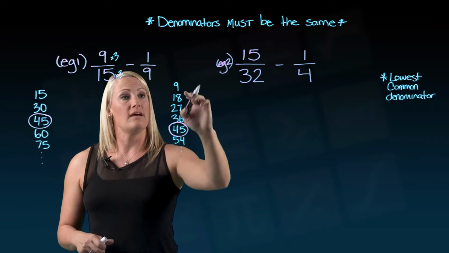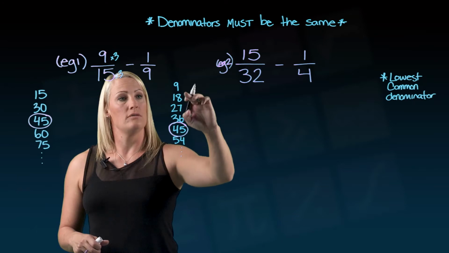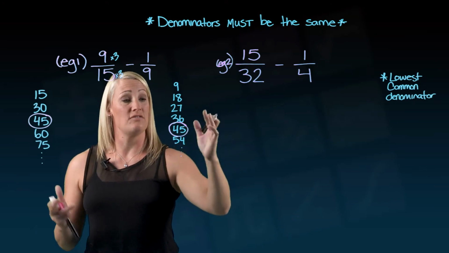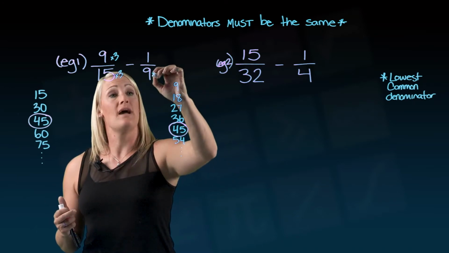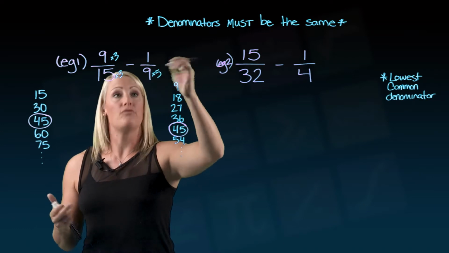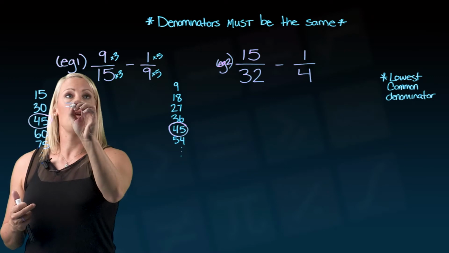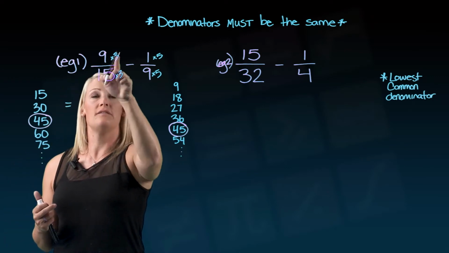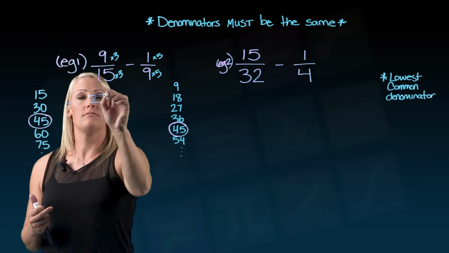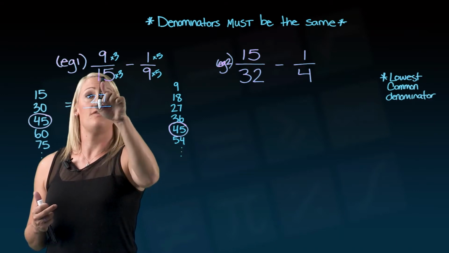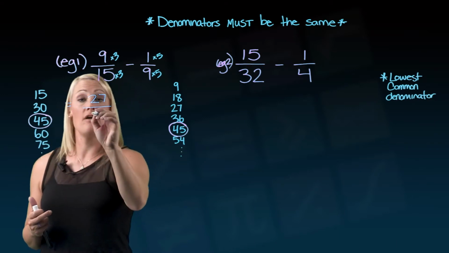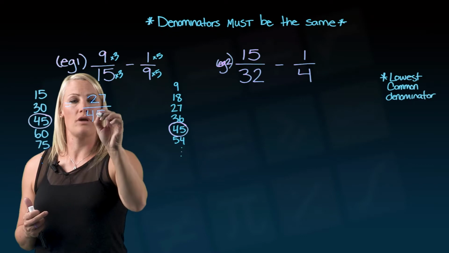I'm going to go over to this list and count down to the 45: 1, 2, 3, 4, I see 5. So I'm going to multiply 9 by 5 to make it 45. Better do the same to the top. Now I can rewrite this fraction as 9 times 3, which is 27, over 15 times 3, which is 45. That's why we chose 3.